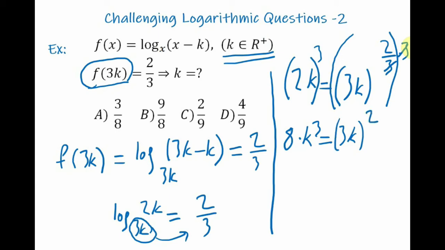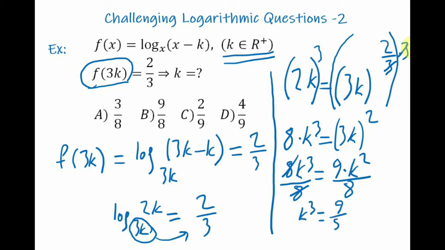So just distribute that 2 also inside the parentheses. And once we do it, we're going to have 8k cube is equal to 3 square, which is 9, times k square. So divide both sides by 8 here, these are gone. And then k cube is 9 divided by 8 times k square. And then divide both sides by k square, and these are gone.